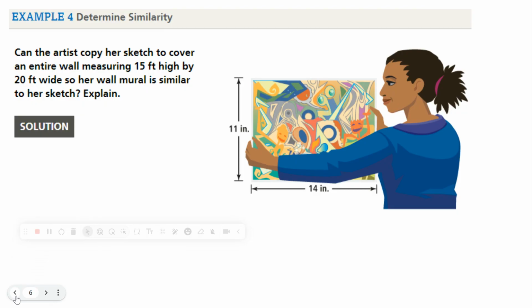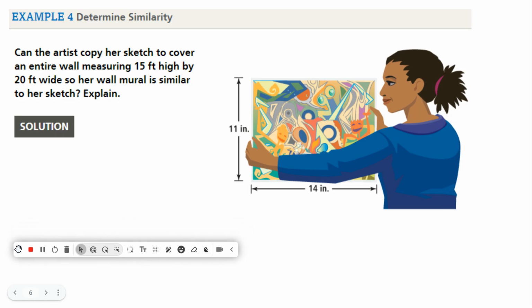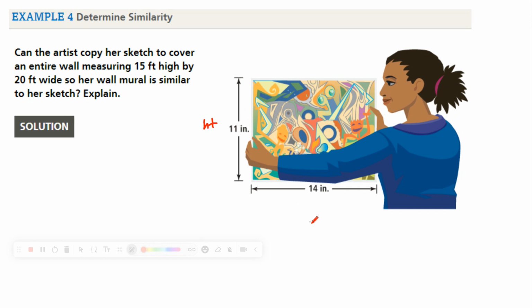There we go. Okay, so it says, can the artist copy her sketch to cover the entire wall, measuring 15 feet high by 20 feet wide, so her wall mural is similar to her sketch? Explain. So this is the painting right here in her arms. This painting is 11 inches high and 14 inches wide. So this right here is the height. This right here is the width.